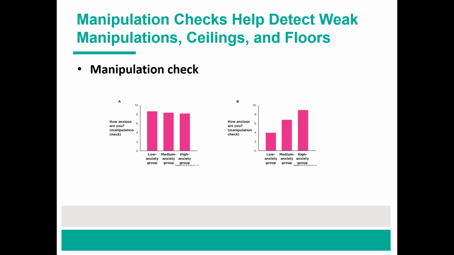A manipulation check is a second dependent variable included in a study to make sure the independent variable manipulation worked. In the manipulation check depicted on the left, it appears that the anxiety manipulation didn't work, as the 3 anxiety groups self-reported very similar levels of anxiety. In the graph on the right, it looks like the anxiety manipulation did work, as it seems to differentiate the 3 different IV groups as would be expected.